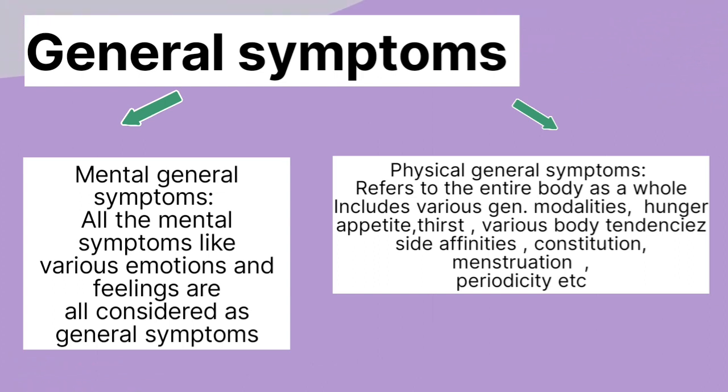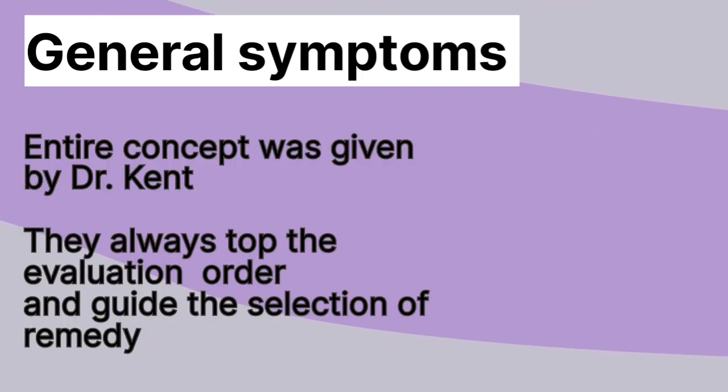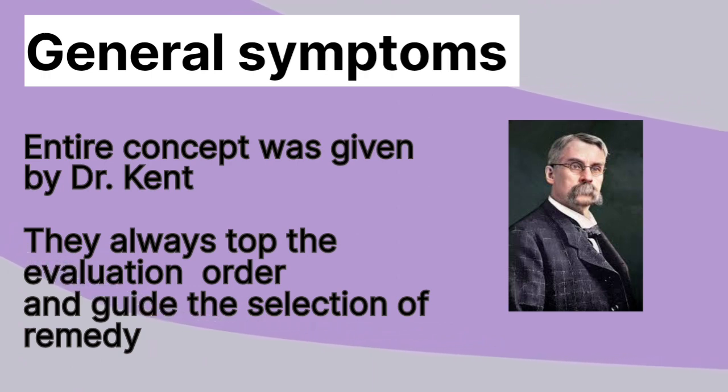These physical general symptoms might include various symptoms like general modalities, hunger or appetite, thirst, various body tendencies, for example tendency to catch cold easily, etc., side affinities, constitutional tendencies, menstruation, discharges, periodicity, etc. This entire concept of general symptoms was given by Dr. Kent, and in the evaluation order, general symptoms top the order and always guide the selection of the remedy as these symptoms affect the entire person as a whole.